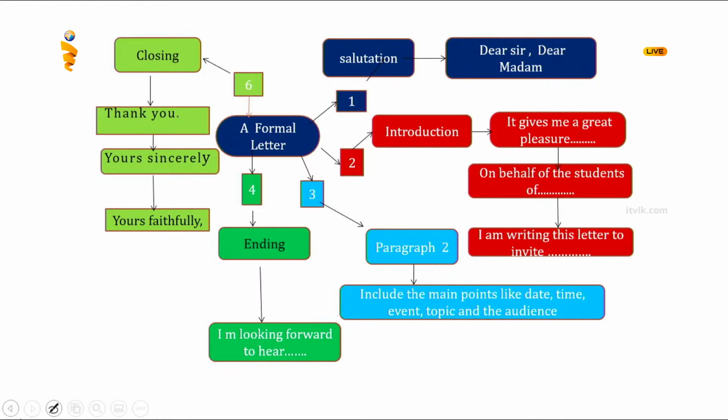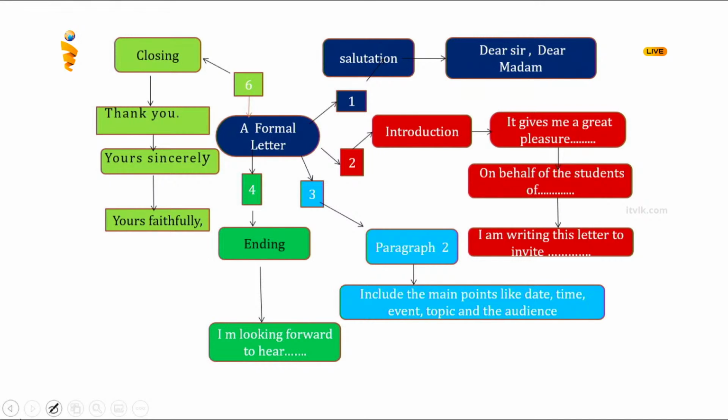Then, in paragraph 2, include the main points like date, time, event that you are going to invite him or her to, topic, and the audience. That is also very important, right? So let me repeat it. In paragraph 2, you are going to include the main points like date, time, event, topic, and the audience.